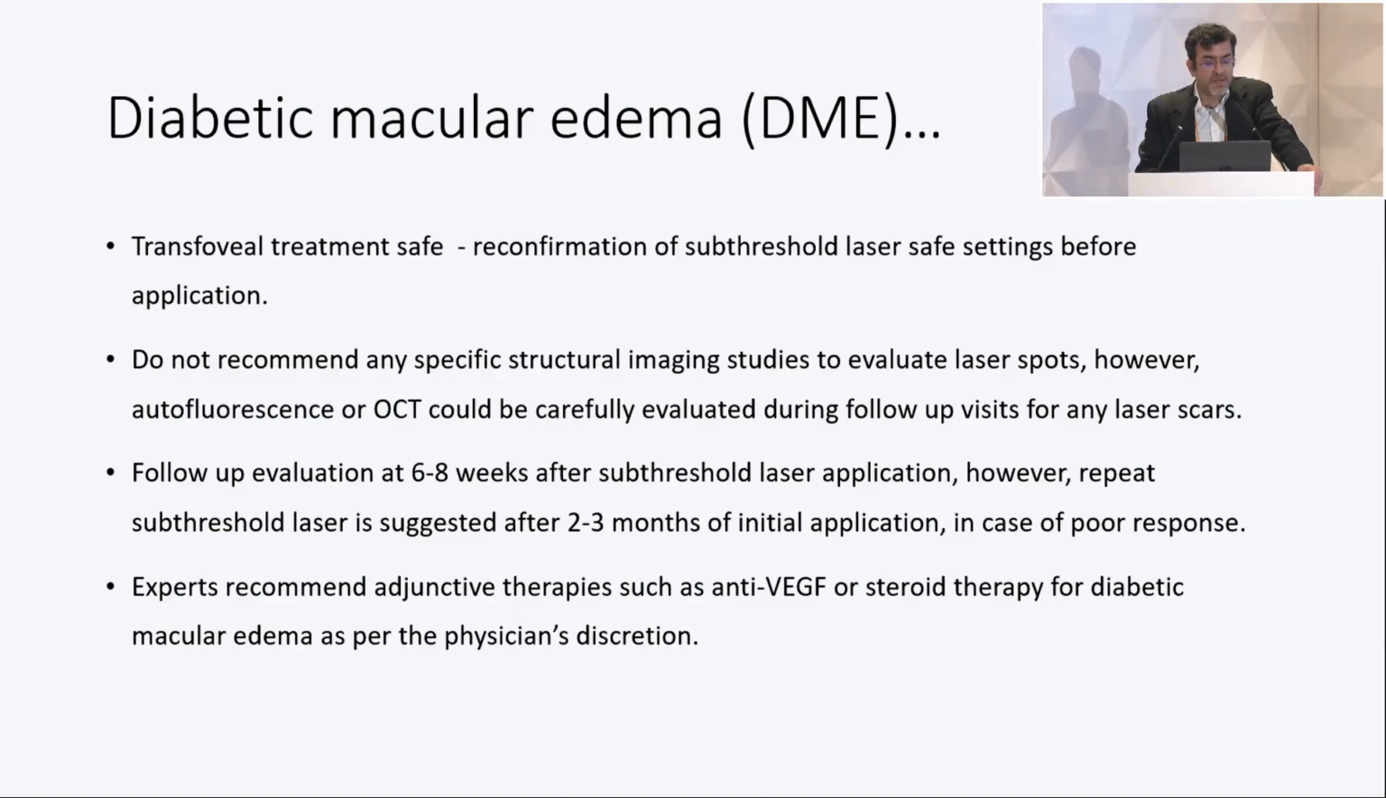However, repeat subthreshold laser is suggested after 2 to 3 months of initial application in case of poor response. I understand that this line has a lot of gray area, because like Anand beautifully showed you, there are multiple ways and timing of the subthreshold laser with or without anti-VEGF therapy. But I think that DME is a very complex disease. So don't take this third point verbatim, that I have to wait. But yes, if your systemic control is good, you can wait. If it is not good, then you need to talk to the patient.